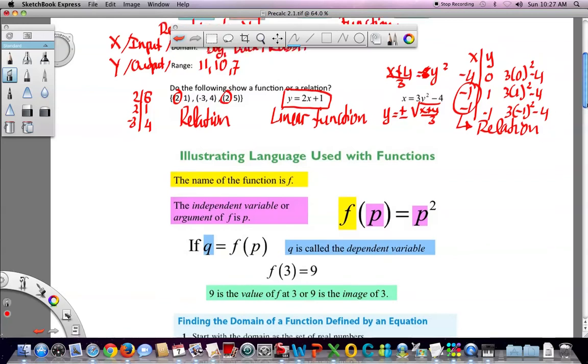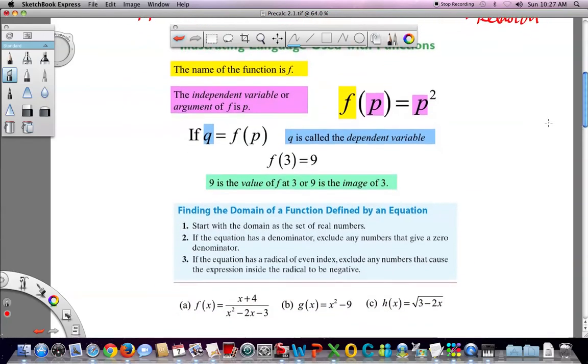Okay, illustrating some language use with functions. So the name of the function is f. The independent variable, or the argument of f, is p, so that would be the variable we're using. And if q is f of p, q is called a dependent variable. So f of p, and let's just give you a function.